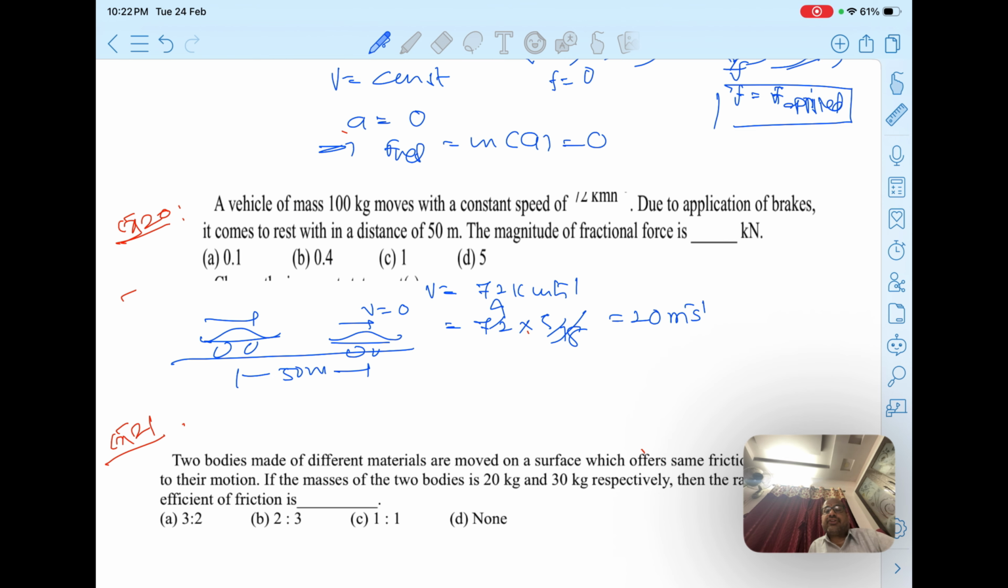When you are applying the force, the magnitude of frictional force is dash kilonewton. It moves with constant speed 72 km per hour. Due to application of brakes, it comes to rest in a distance of 50 meter.